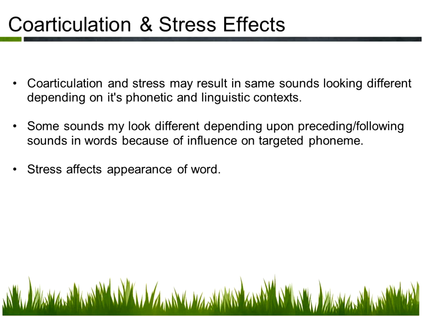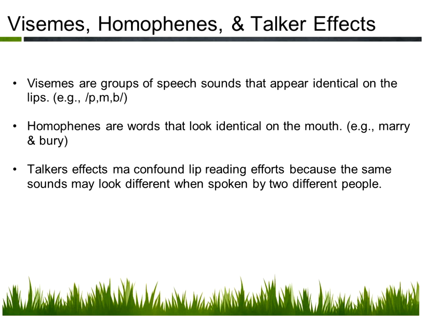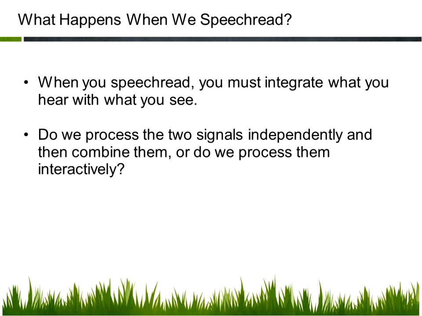Co-articulation, we just talked about the effects of co-articulation. And we've talked about the fact that there are these visemes, those groups of speech sounds that are identical on the lips. And homophones are homophonous words that look identical on the mouth. Again, talker effects confound lip reading efforts as well.